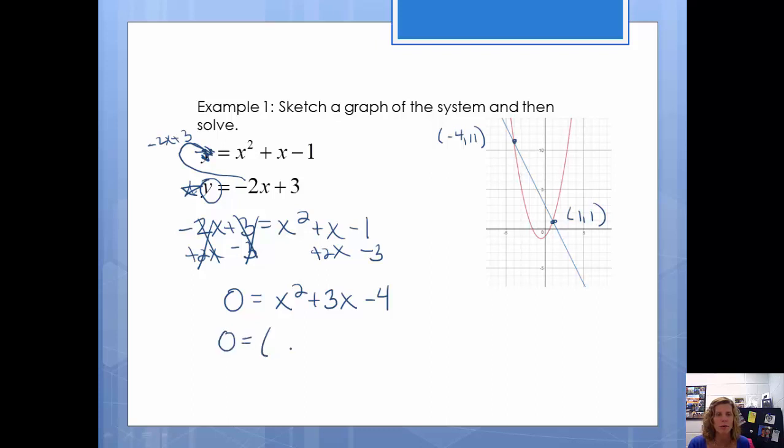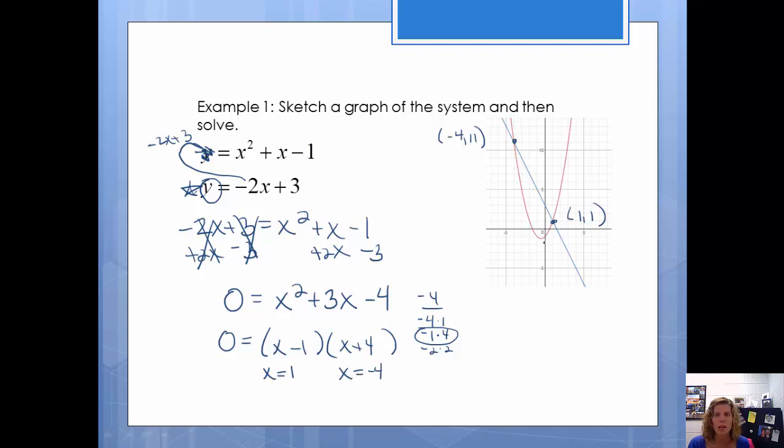So I'm going to have 0 equals x times x. I'm looking for negative 4. What times what gives me negative 4? Negative 4 times 1, negative 1 times 4, negative 2 times 2. I notice that negative 1 plus 4 would give me a positive 3 in the middle, so this is going to be x minus 1, x plus 4. So using the zero product property, we would know that x will equal 1 and x will equal negative 4.